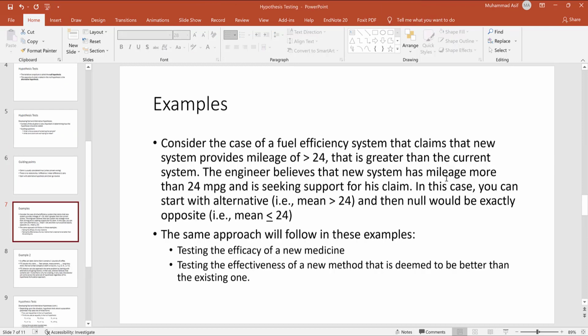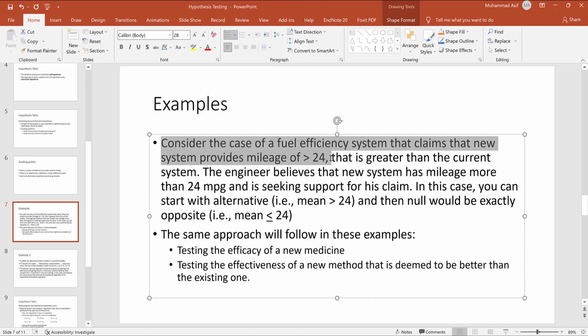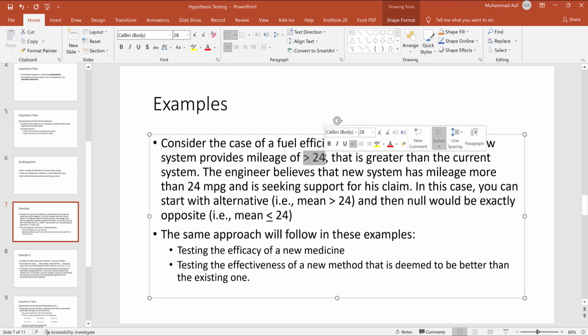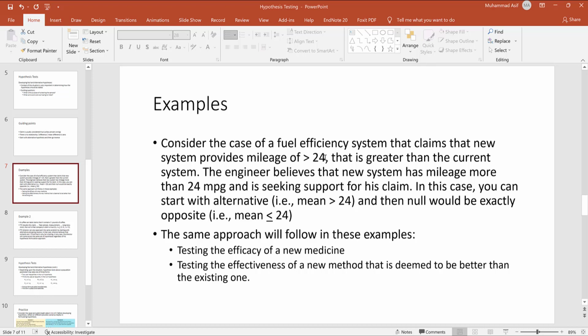Another example of this type of approach to hypothesis formulation is this example. For example, some researchers have developed a fuel efficiency system, let's say an injection system, and they believe that this fuel system is more efficient. It increases mileage, and their claim is that the new mileage with the new system will be at least 24 or greater than 24, which also means that the existing system gives mileage of less than 24. Now a researcher can formulate hypotheses in a number of ways.